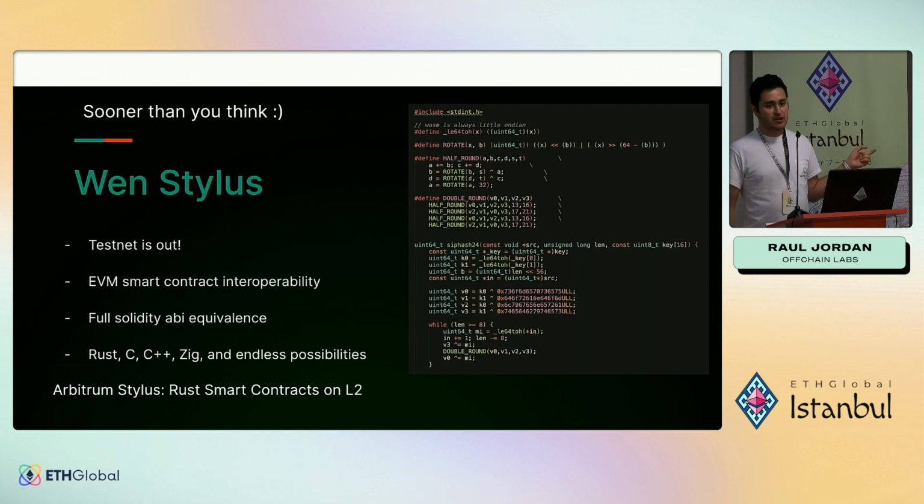Memory-wise, for memory operations, Stylus can be 100 to 500x cheaper on memory than EVM-related operations, simply because the memory model is that inefficient in the EVM.